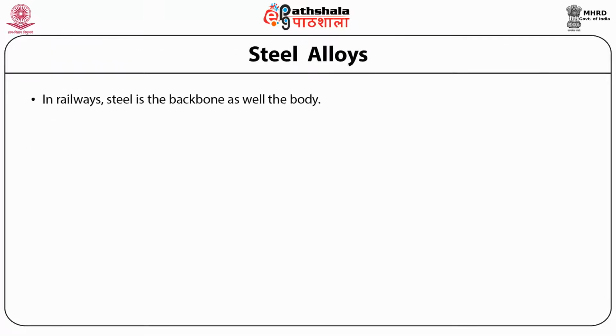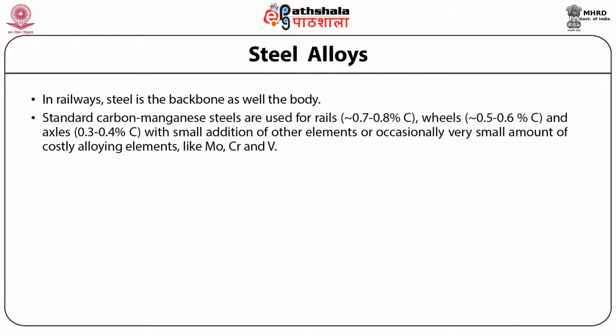In railways, steel is the backbone as well as the body. Standard carbon manganese steels are used for rails, that is 0.7 to 0.8% carbon, wheels 0.5 to 0.6% carbon, and axles 0.3 to 0.4%, with small addition of other elements or occasionally very small amount of costly alloying elements like molybdenum, chromium, and vanadium.